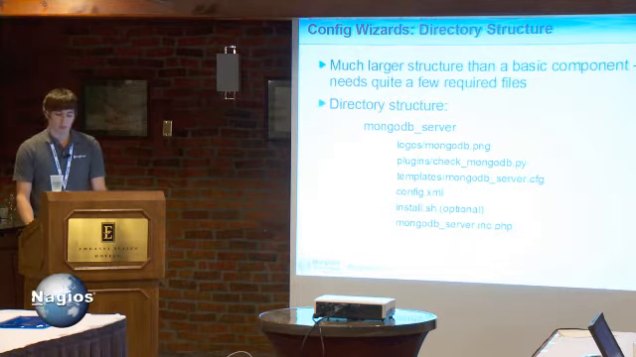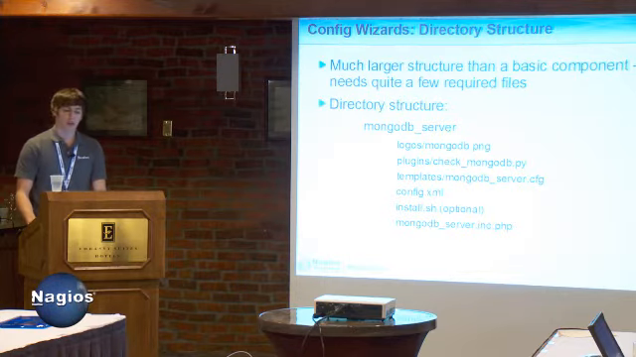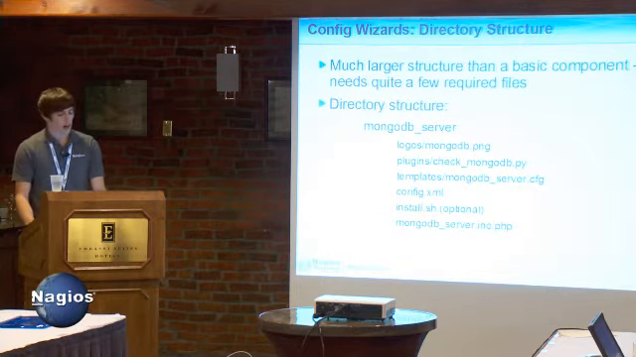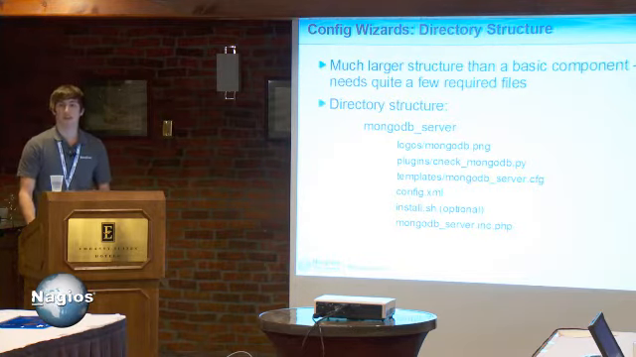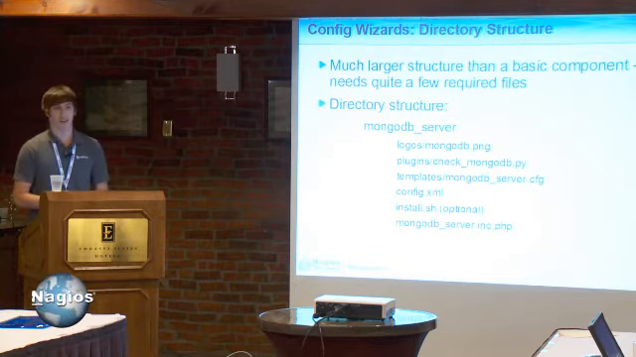Install.sh is optional, but if you need a required package that isn't already installed, you might have to throw it in there to be able to install it to make your config wizard work. This one, MongoDB server, does have an install.sh because it needs pymongo, which isn't on the server by default.